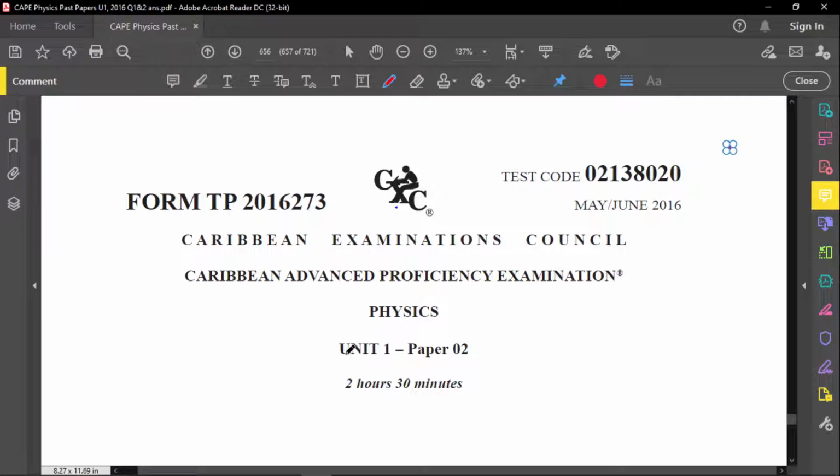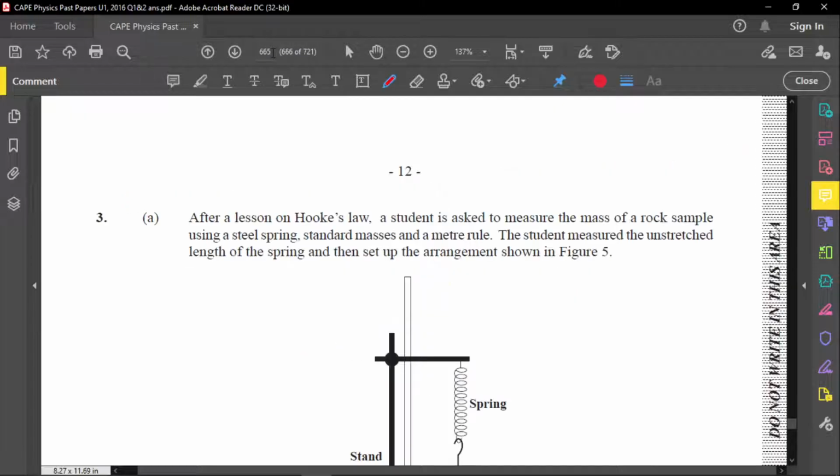In fact, we're going to continue with this paper, which is a Unit 1 paper, paper 2 from the year 2016. For this paper, we have already gone through question 1 and question 2. So now we're going to look at question number 3.